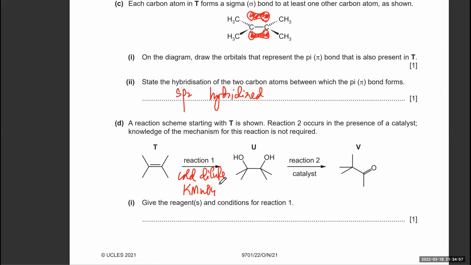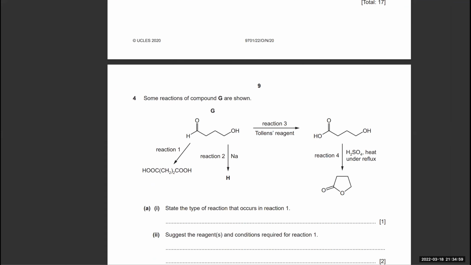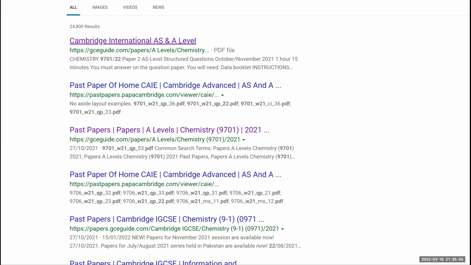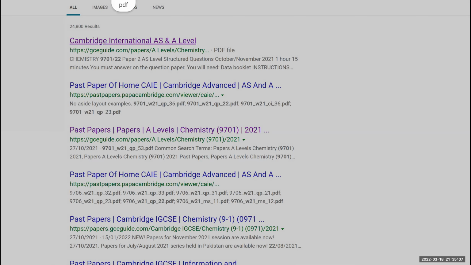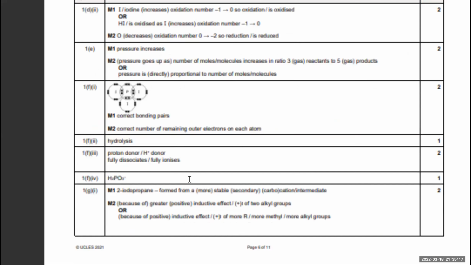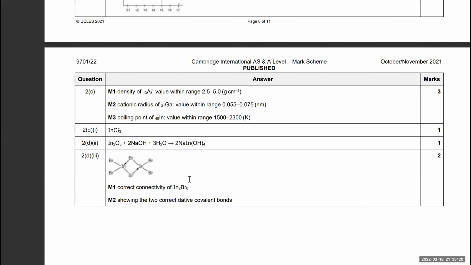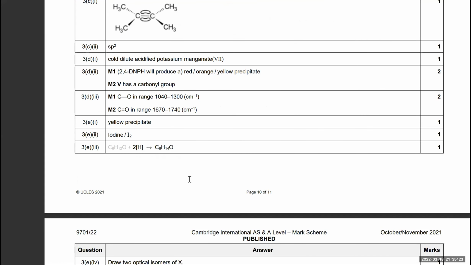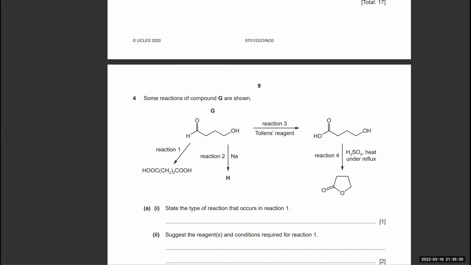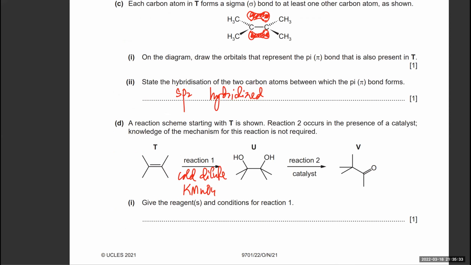I'm just going to check whether they write alkaline as well or not. One second. I mean, it is alkaline, but do they give marks for alkaline KMnO4? So it's not alkaline, it's just cold dilute. And they're using acidified.